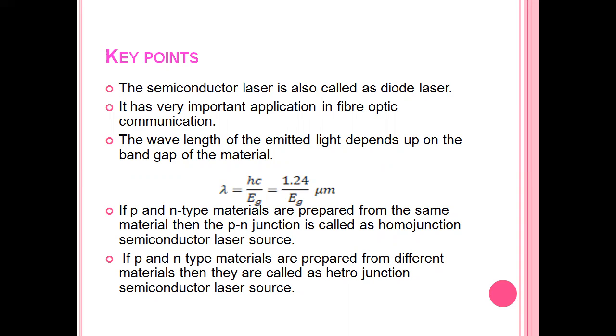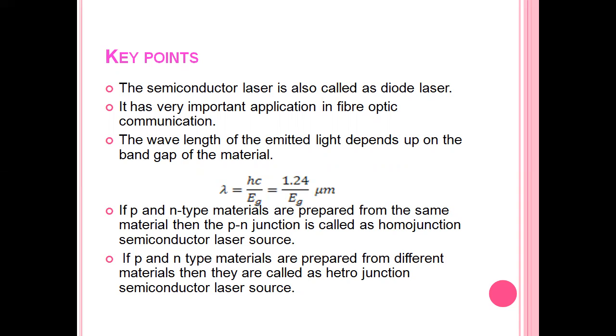The wavelength of the emitted light depends upon the band gap of the material. As the material changes, the wavelength of the output also changes. That is, lambda is equal to hc by Eg, where h and c are Planck's constant and the velocity of light. By substituting those values, we get 1.24 by Eg micrometers. So depending upon the energy gap, the output wavelength also changes. If the material has more energy gap, then the output will have less wavelength. If the material has less energy gap, then the output will have more wavelength.